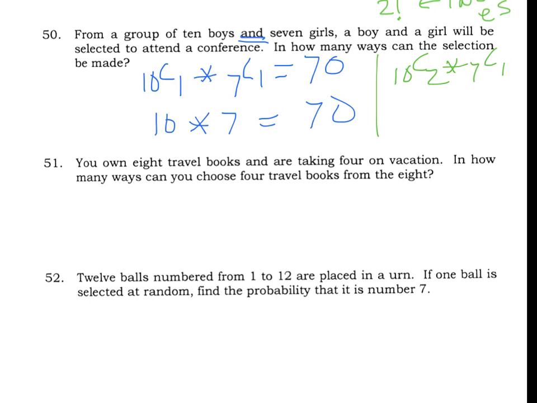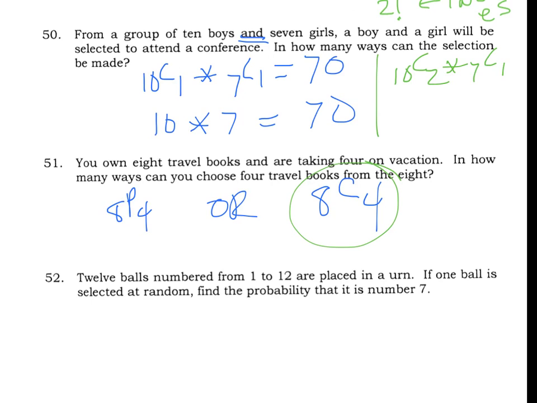Okay, so number 51. You own 8 travel books. Who owns books anymore? And are taking 4 on vacation. How many ways could you choose the 4 travel books from the 8? So you basically have 2 ways to do this problem. You're either going to do it as 8P4, or you're going to choose 8C4. Now, one of these methods is right and one of them is wrong. The real question is, do you understand when the situation is a permutation versus a combination? And in this case, the answer is it's a combination.